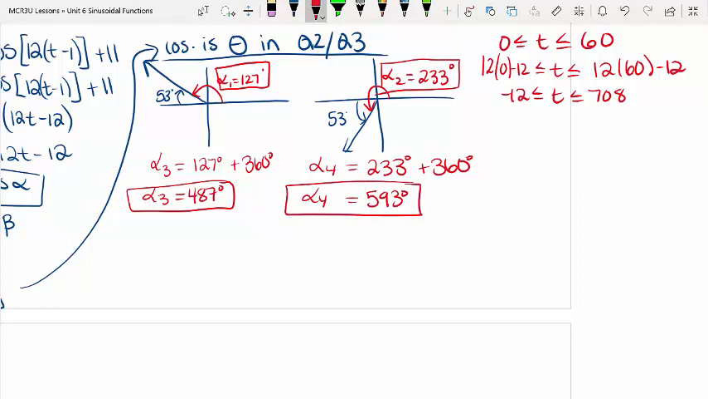Because if we keep going and adding 360, we know it's going to be over 708. We also know that we can't subtract 360 because we're going to get values that are less than negative 12. So we can conclude that we have 4 values of alpha.